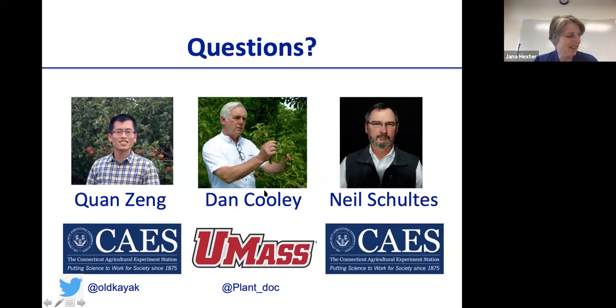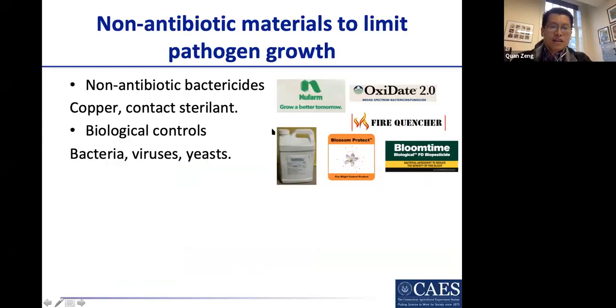Okay. So in our project, we are working on the non-antibiotic materials. There are mainly two categories of such materials. One is the so-called non-antibiotic bactericides, including copper, contact sterilant, lime sulfur, or potassium aluminum sulfate.